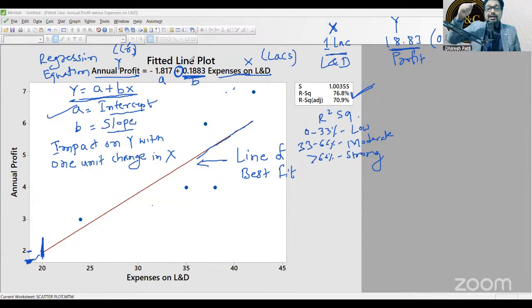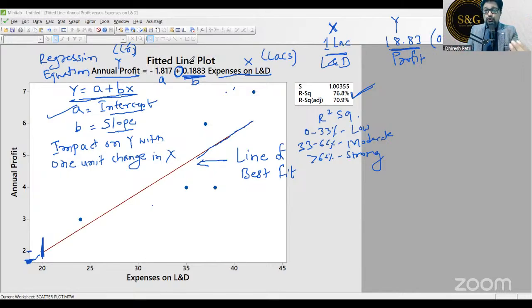And how much? 0.1883 crore or 18.83 lakh. So I spent 1 lakh, I am getting 18 lakh of profit with this equation, with this data. Are you clear with a very simple explanation of slope? Clear everybody? Just give me yes. Fantastic. Super. And this is called regression.